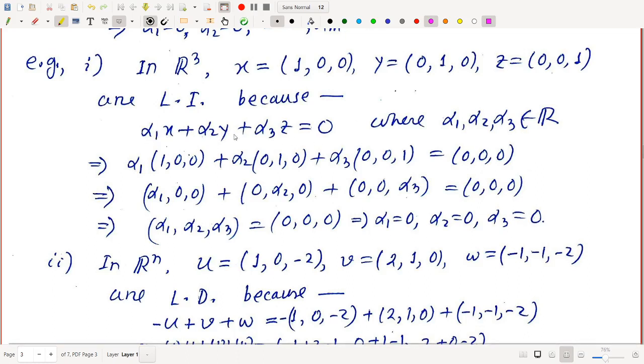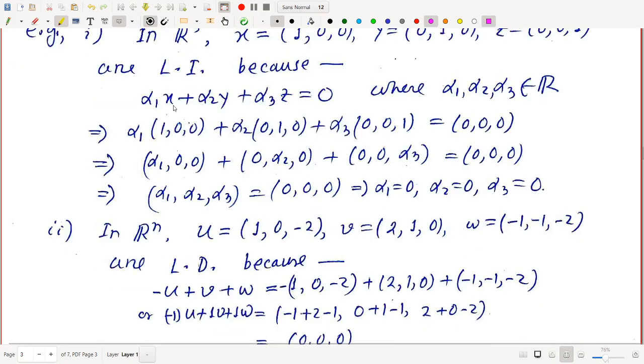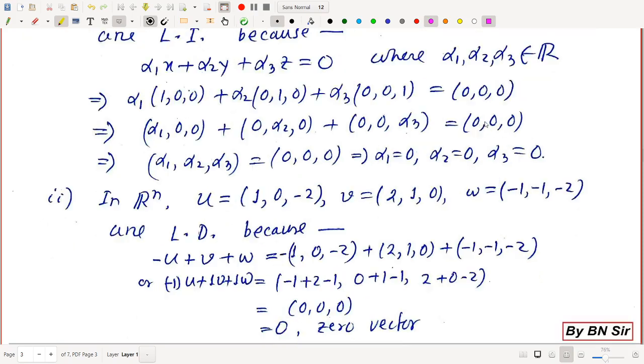So this linear combination equal to 0, we have assumed. 0 means here the 0 vector. Substituting the values of x, y and z here, the 0 vector means (0, 0, 0), three zeros, or that triple. Now this alpha 1 goes inside. By the definition of scalar multiplication, alpha 1 into 1 is alpha 1 and alpha 1 into 0 is 0. So (alpha 1, 0, 0), then (0, alpha 2, 0), then (0, 0, alpha 3) equal to (0, 0, 0), three zeros.